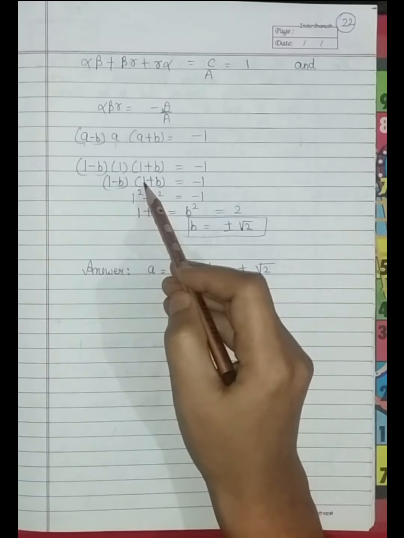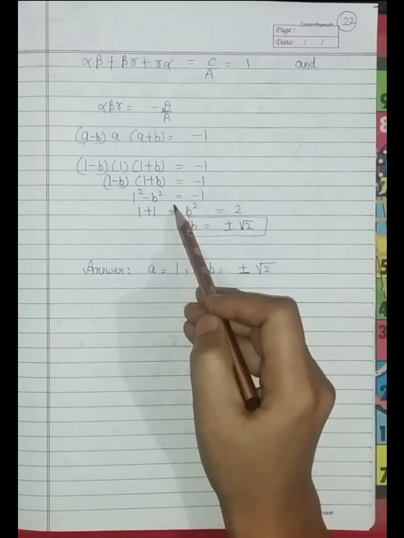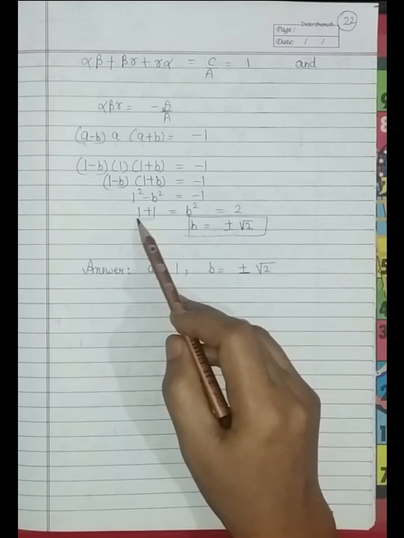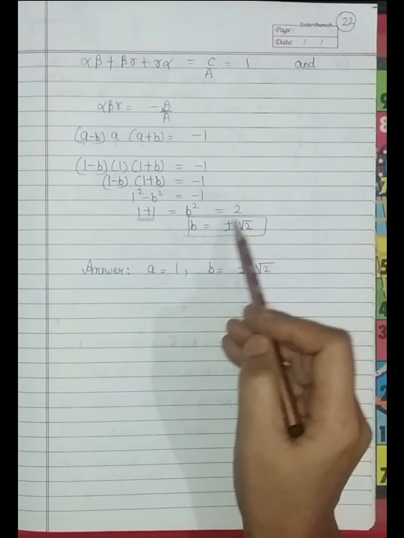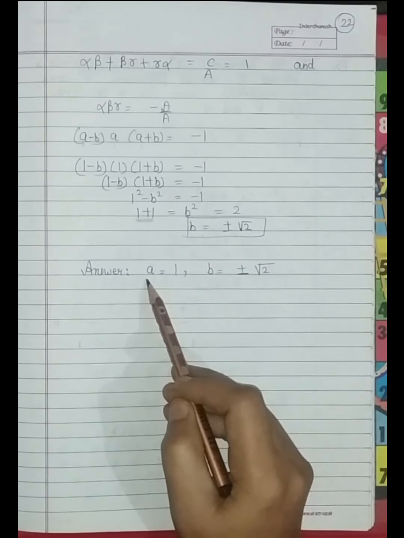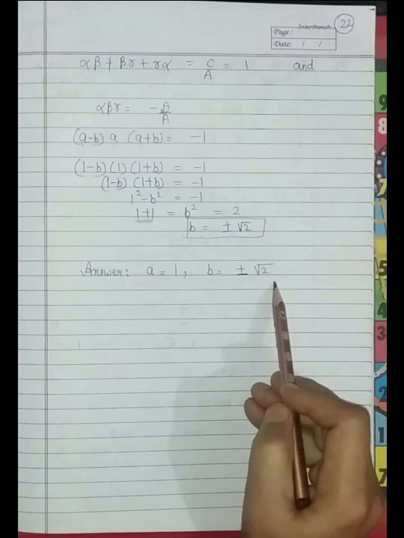1 − b, 1 + b, which is an identity. 1² − b² is equal to −1. Minus 1 here, so it will be plus 1. 1 + 1 is equal to b², which is equal to 2. So b is equal to ±√2. So the value of a is 1 and the value of b is ±√2.